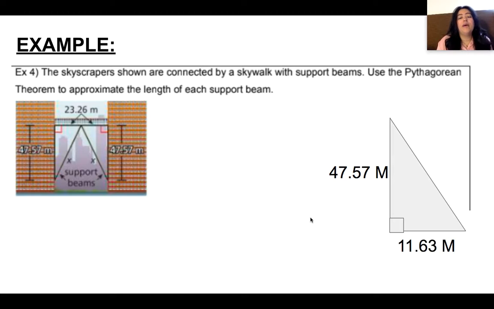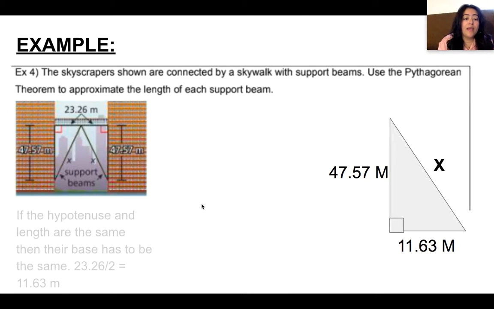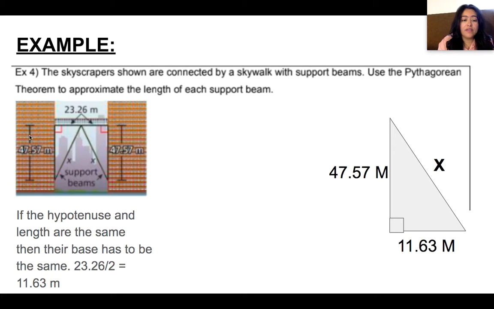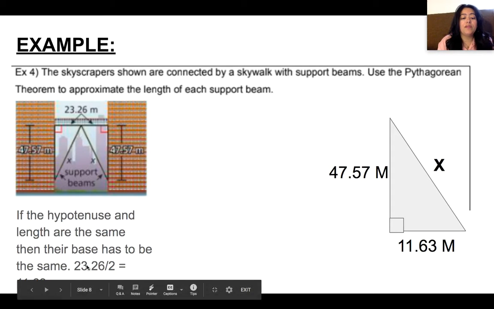11.63. The reason I know that is that in the photo, for both support beams, the hypotenuse on each is the same length. And we also know that the height of each side is the same, meaning that since it's a right triangle, the hypotenuse and one of the legs are the same, so their base lengths also have to be the same. So I'm going to take this 23.26, divide it by 2, and I get 11.63.